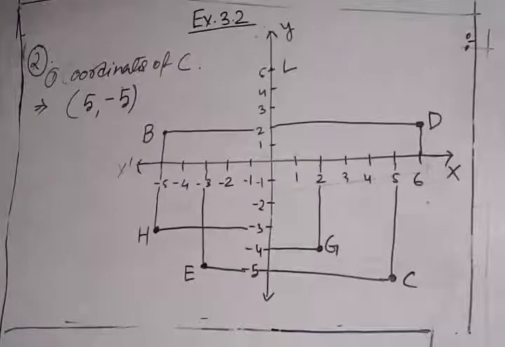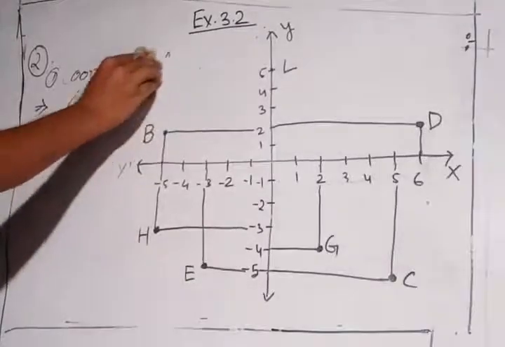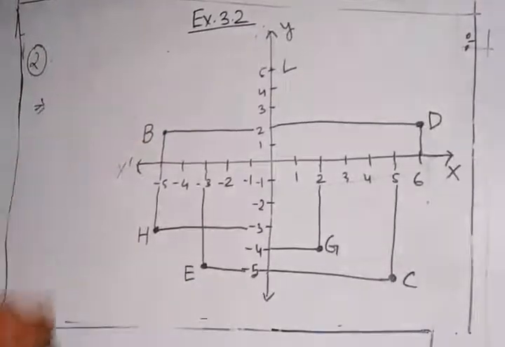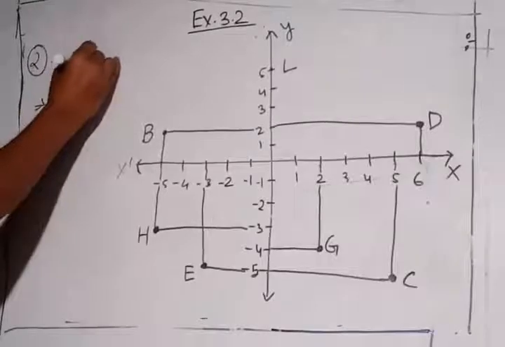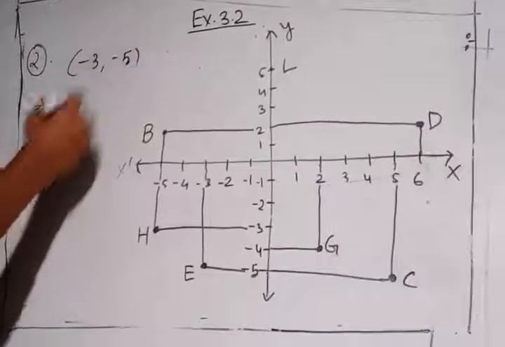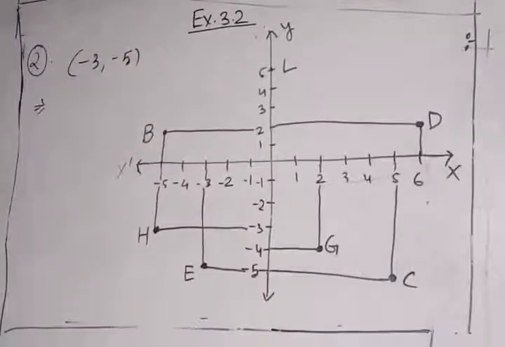Now the next one is the point identified by the coordinates minus 3 and minus 5. Minus 3 and minus 5. Now the values of x and y are given. You have to write down the name of that point where we have this minus 3 and minus 5.